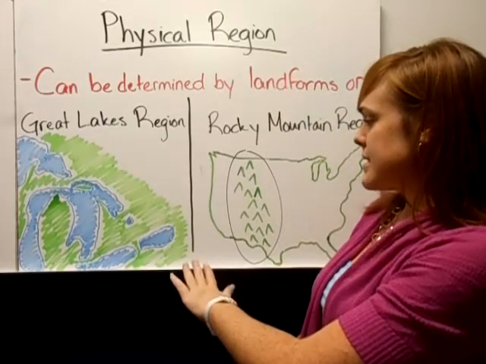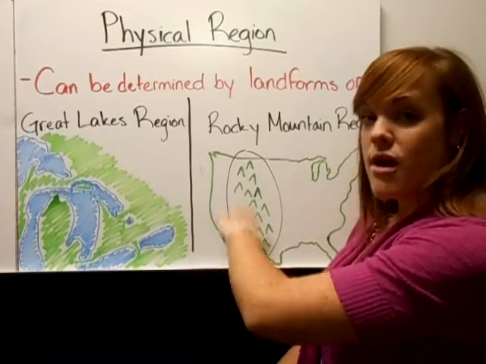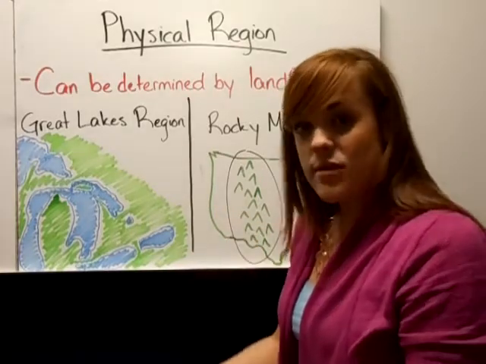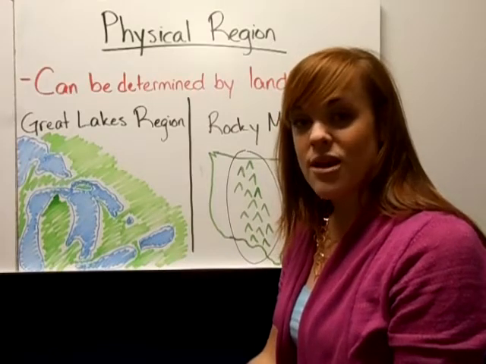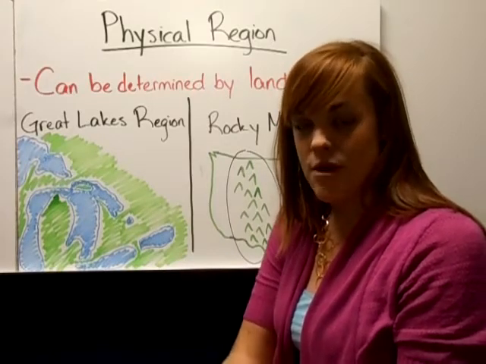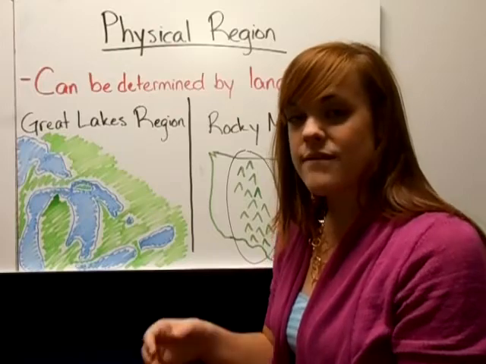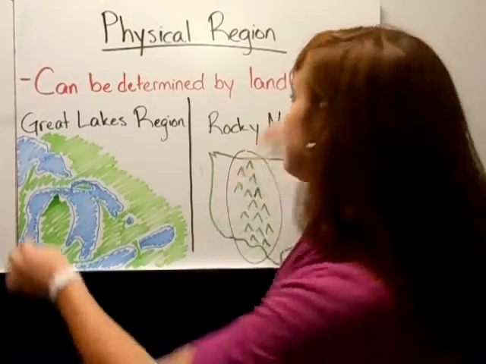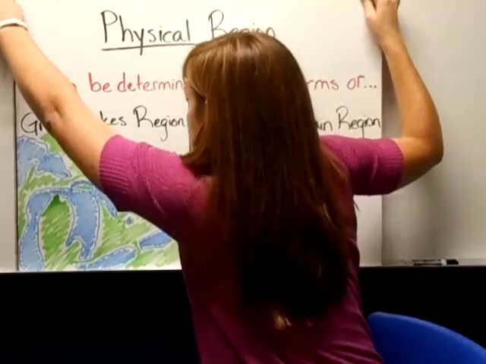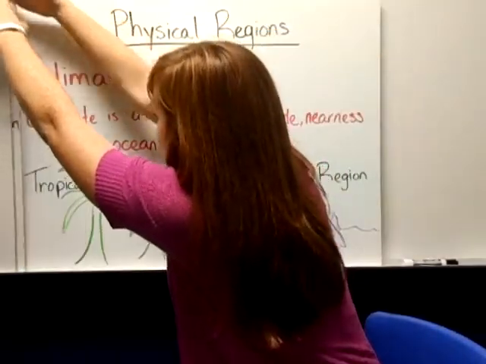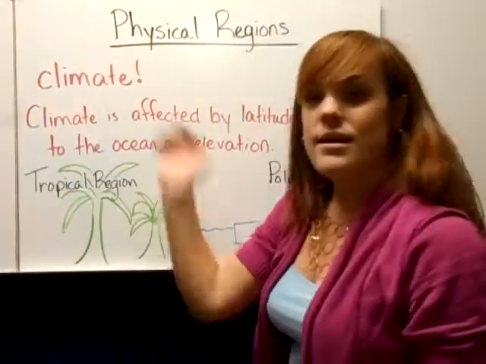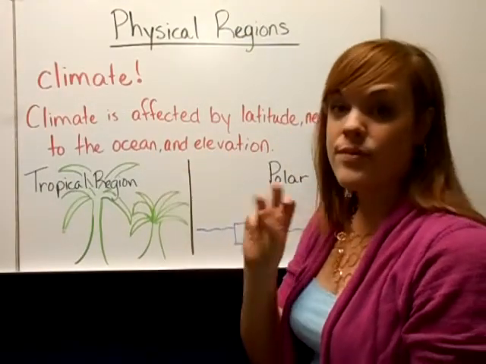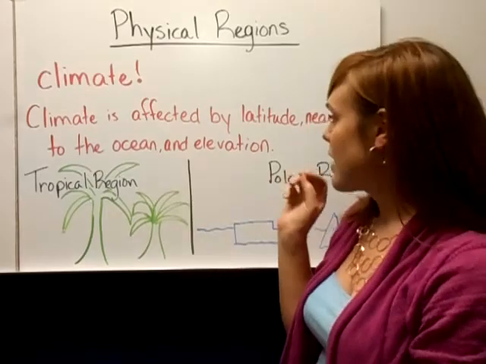Here's the entire United States. We have the Rocky Mountains. That area around the Rocky Mountains is just the Rocky Mountain region because it's around that physical landform. Okay, so we have physical regions that are determined by landforms and climate. Climate is affected by three things that I want you to remember.